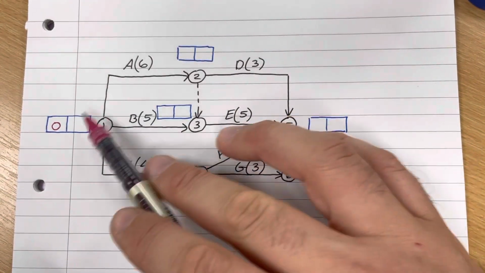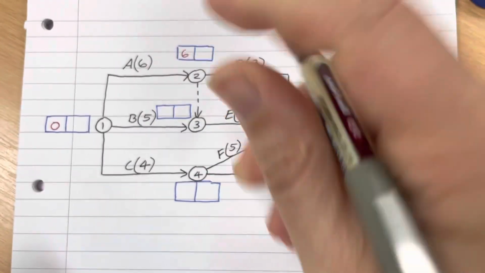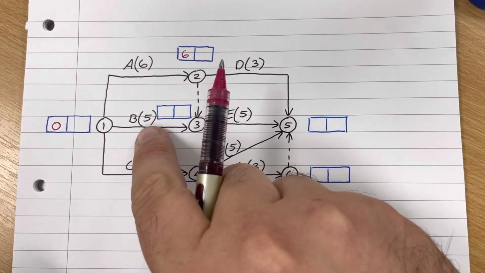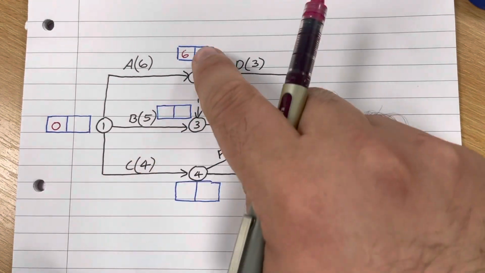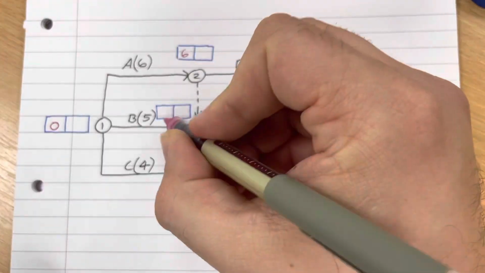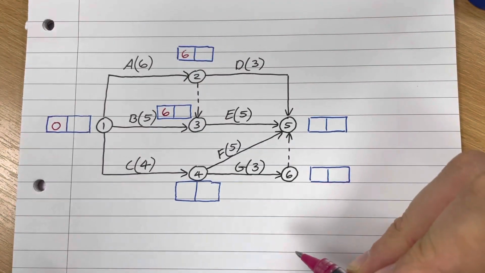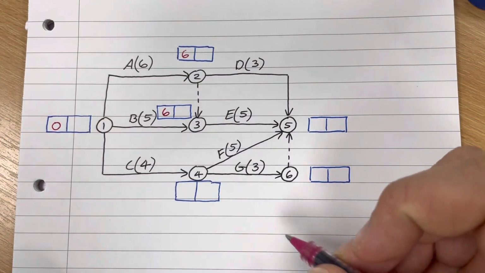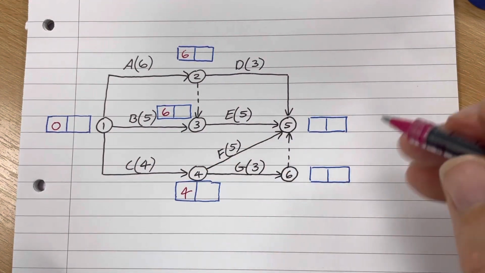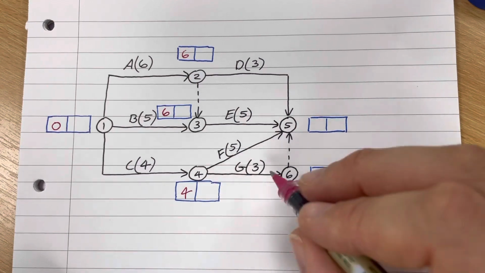So it is an activity with a length of 0. This one's only got one input, so 0 plus 6 is 6. This one's got two inputs. I need to check them both. I've got 0 plus 5 is 5, and 6 plus 0 is 6. The biggest of those is 6, so therefore 6 is the number that gets put in the early start time. This one's only got one input, that's 0 plus 4, so that's 4. This one's only got one input, that's 4 plus 3, which is 7.